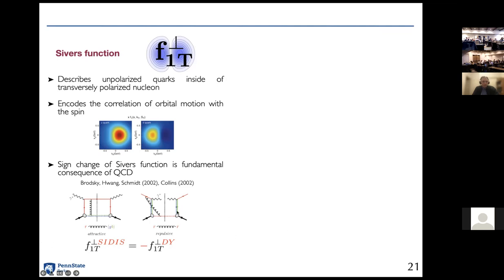So now how can we understand the sign change of the Sivers function? Imagine I have this sort of simplistic SIDIS-like process. A photon scatters off a quark of a particular color, and then the diquark interacts with the scattered quark. Now, in this case, the quark and diquark are in a color neutral state, and therefore this interaction between quark and the diquark will be attractive. They want to stay together.